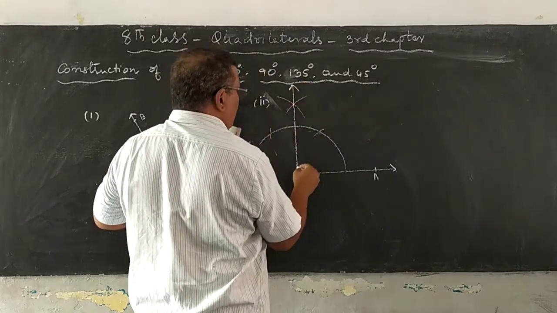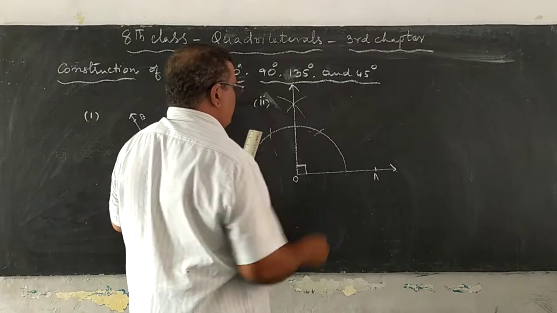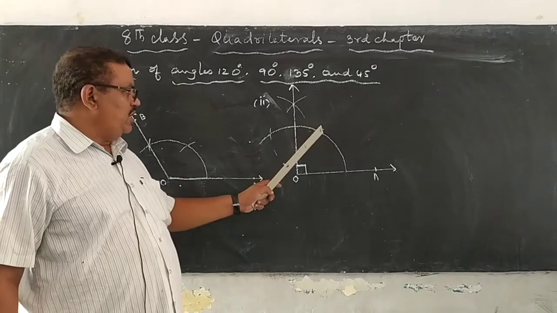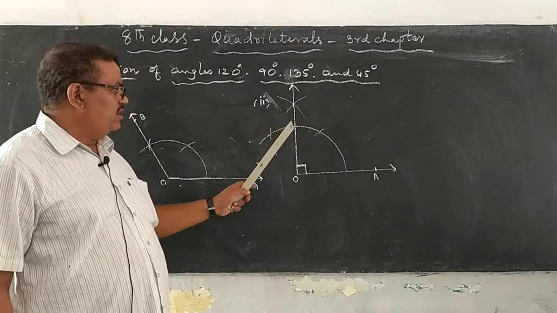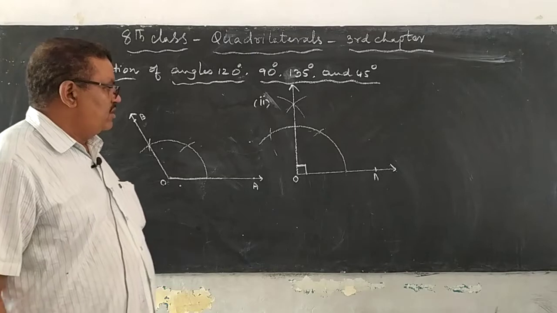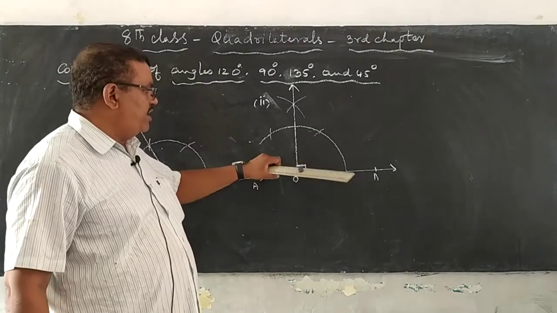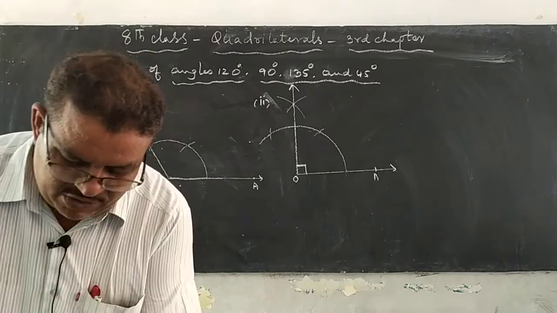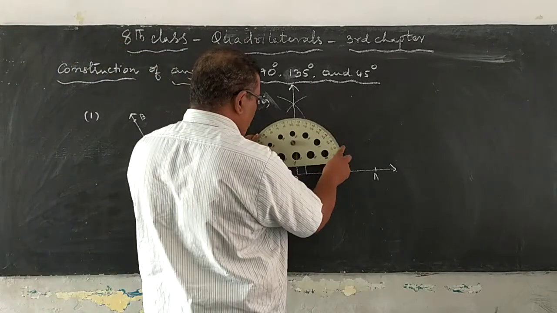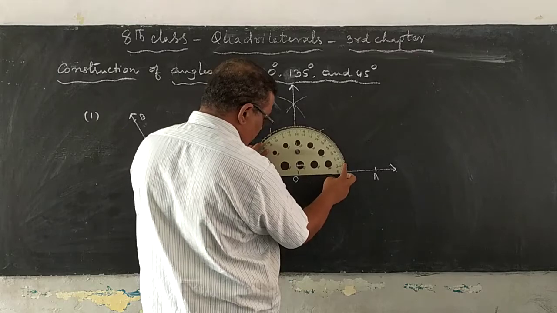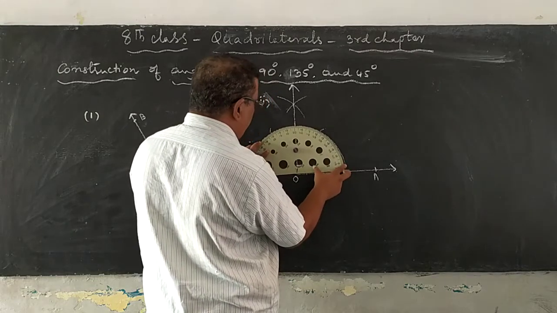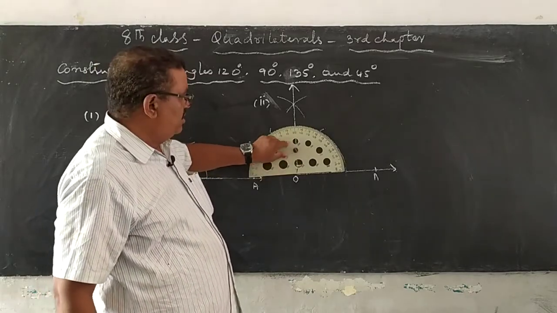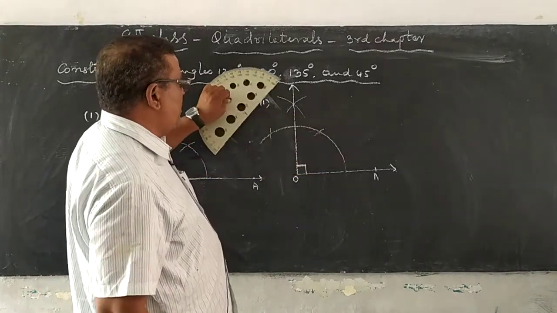This is the angle of how many degrees? 90 degrees. 60, 120, this is 90. Now, we need to check the construction of what angle? 90 degrees. Measure with the protractor whether the angle is 90 degrees or not. Check with the protractor. This is horizontal, correct? See this one. This is how many degrees? 90 degrees, children. This is the construction of angle 90 degrees.